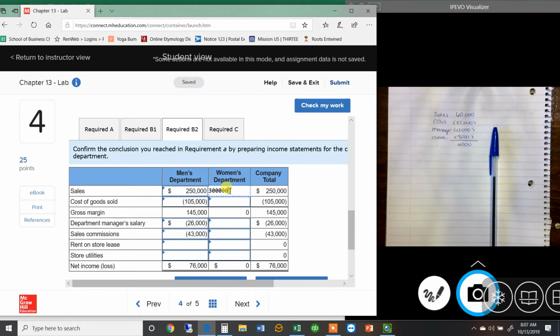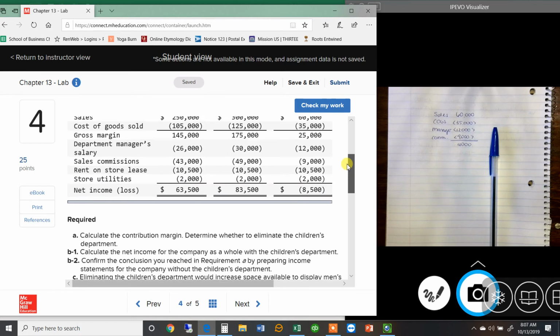I've got 300,000 in sales. I've got negative 125,000 in costs. The salary for that manager is only 30,000, and I've got sales commissions that I'm paying out of $49,000 on that department. So these things were copied directly from up top. Now the things I do need to actually calculate are going to be the next two.